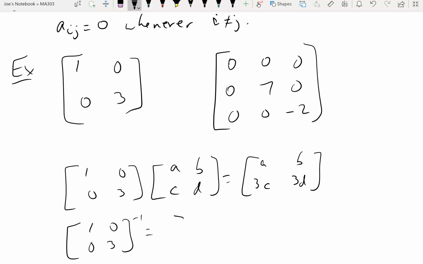1, 0, 0, 1 third. Good. 1, 0, 0, and 1 third. We just need to reciprocate the diagonal. Undoing this, multiplying the second row by 3, we need to multiply the second row by a third.